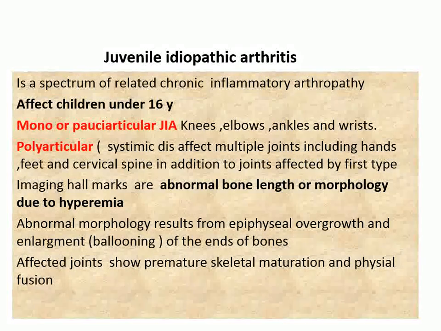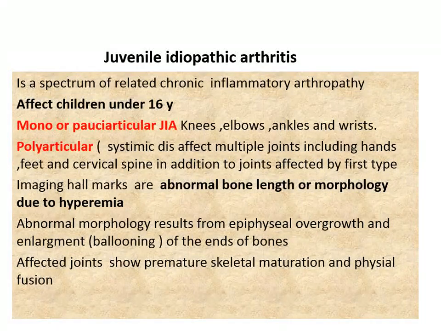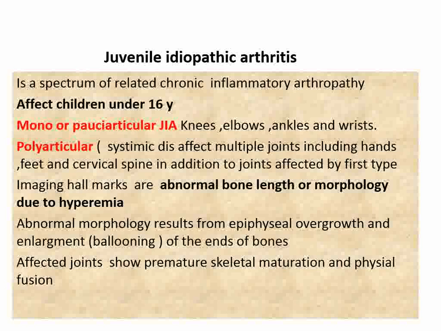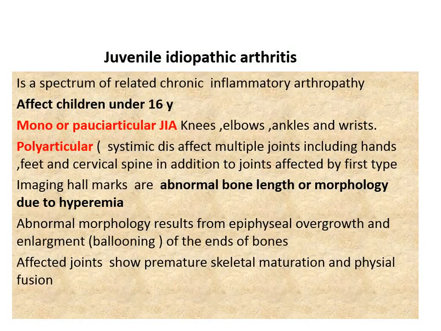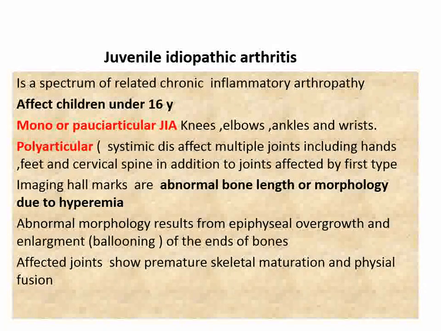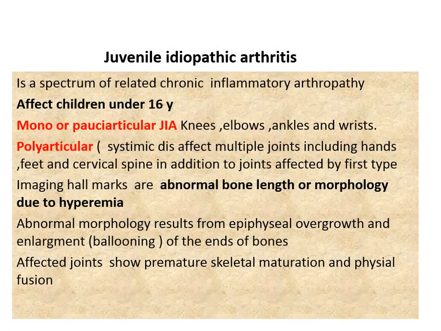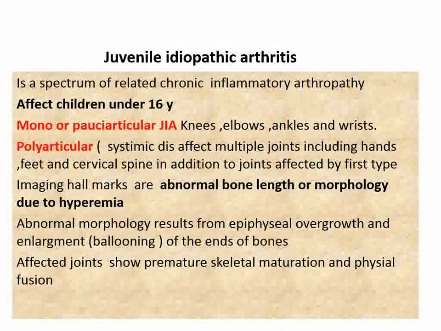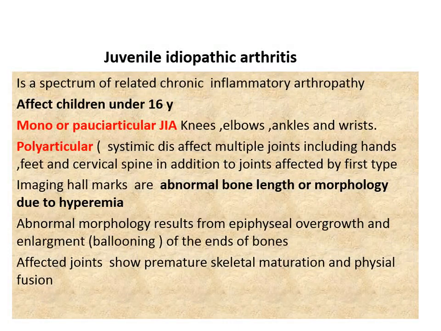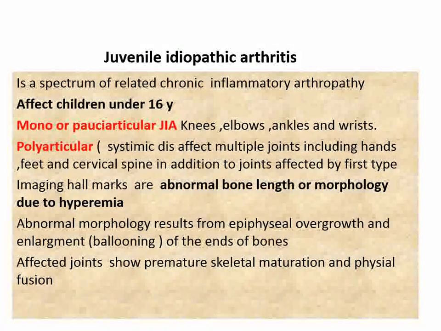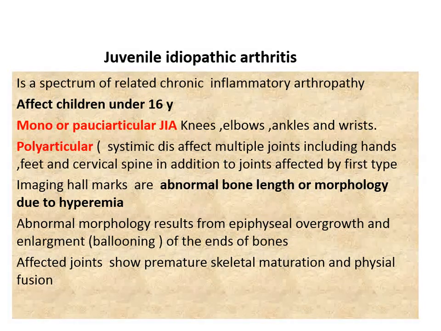The imaging hallmarks are abnormal bone growth, length, or morphology, also due to hyperemia. The abnormal morphology results from epiphyseal overgrowth and enlargement, ballooning of the ends of the bone. So it will be similar to hemophilia. The affected joint shows premature skeletal maturation and physeal fusion.